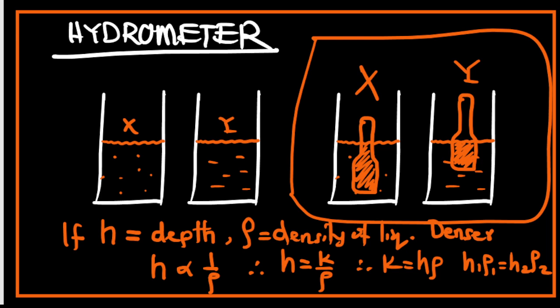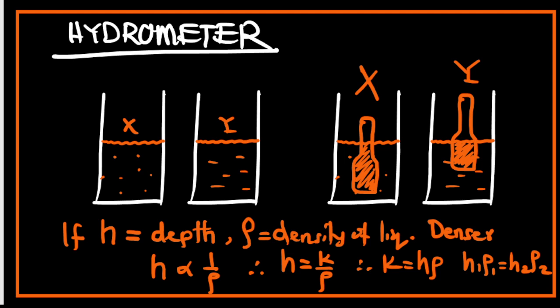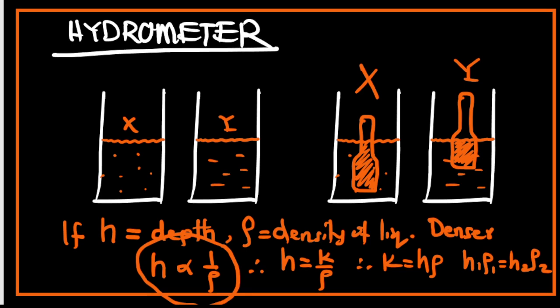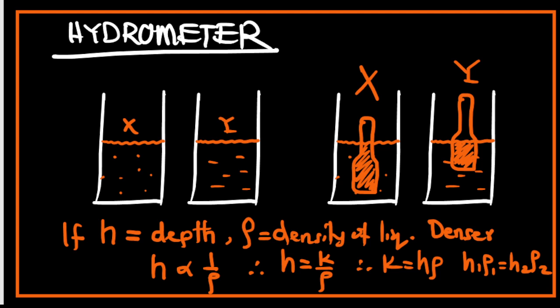Because if you are denser than me as a liquid, you will not allow things to go deeper in you. So this is me giving a relationship between the depth of a hydrometer, or of a substance in a liquid, compared to its density. It is an inverse proportionality. The more the density of the liquid, the lesser the depth of the substance in the liquid.